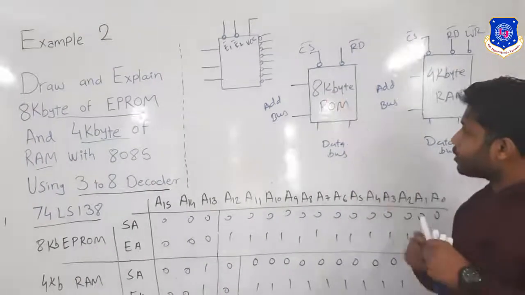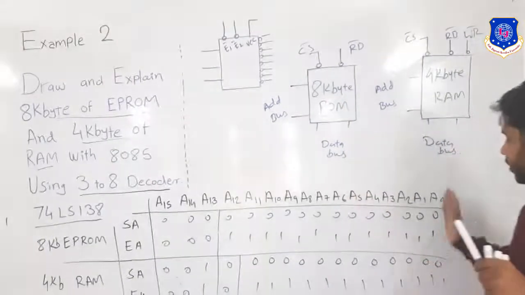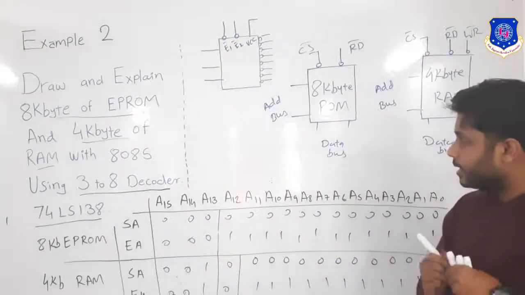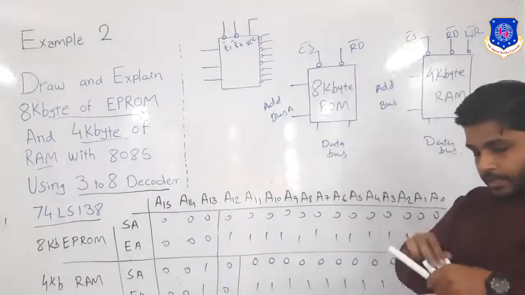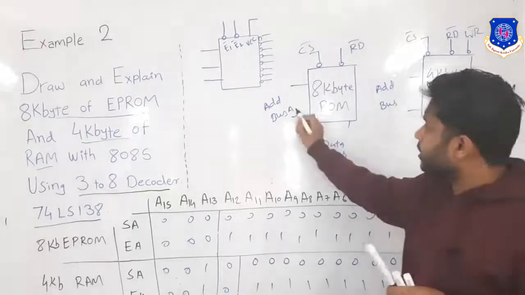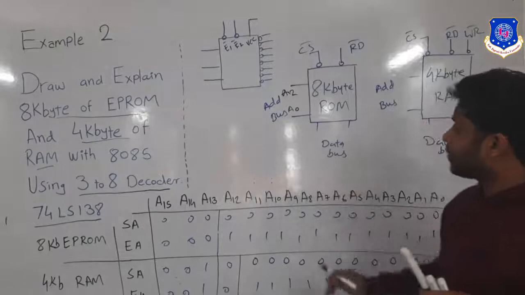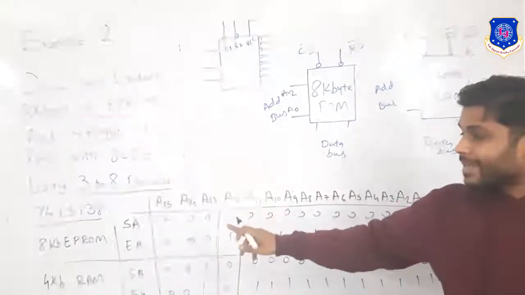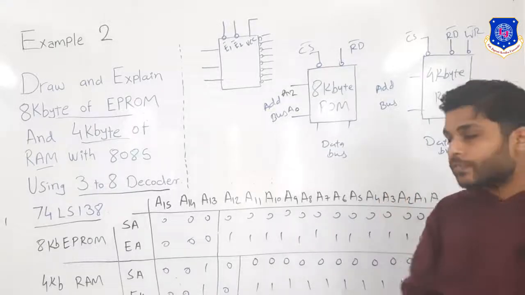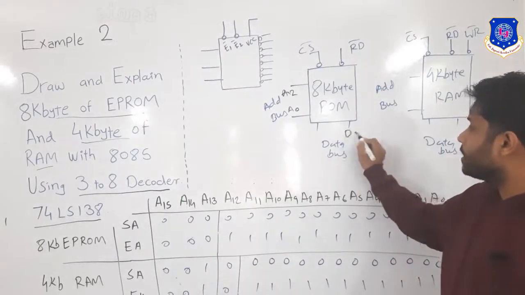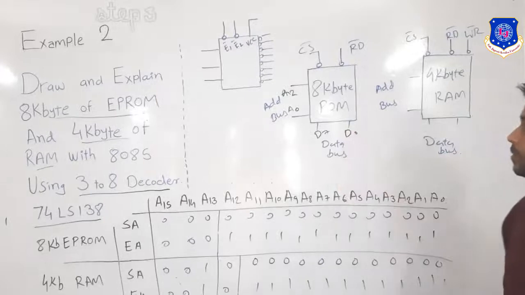For the 8 KB of ROM, how many address lines are required? So you can see that A0 to A12 is required. So let's connect the address bus, which is A0 to A12. Now it is an 8K byte EEPROM. It means one location can store 8 bits of data. So the size of the data bus will be D0 to D7.